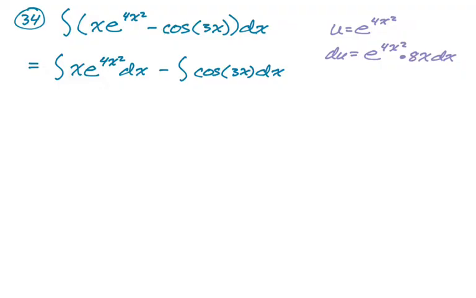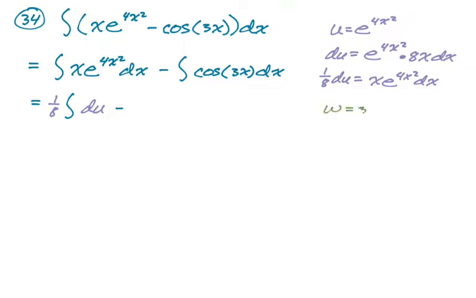All right, so 1/8 du is going to be x e to the 4x squared dx, which should be the entire integrand. That happens every time you do this if it's going to work. And you can see that it is. So we're just going to get 1/8 the integral of du because 1/8 du is x e to the 4x squared dx.